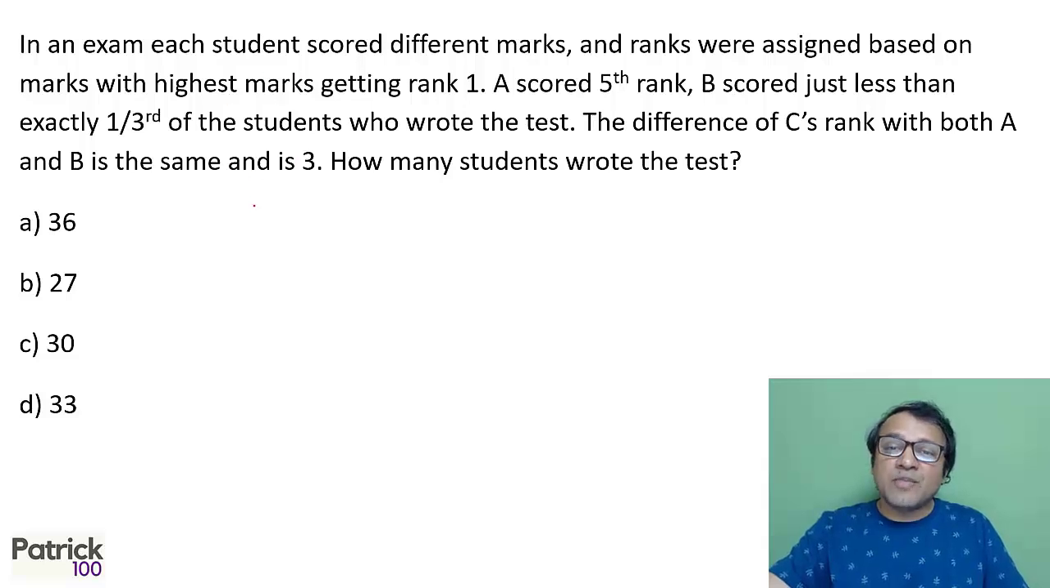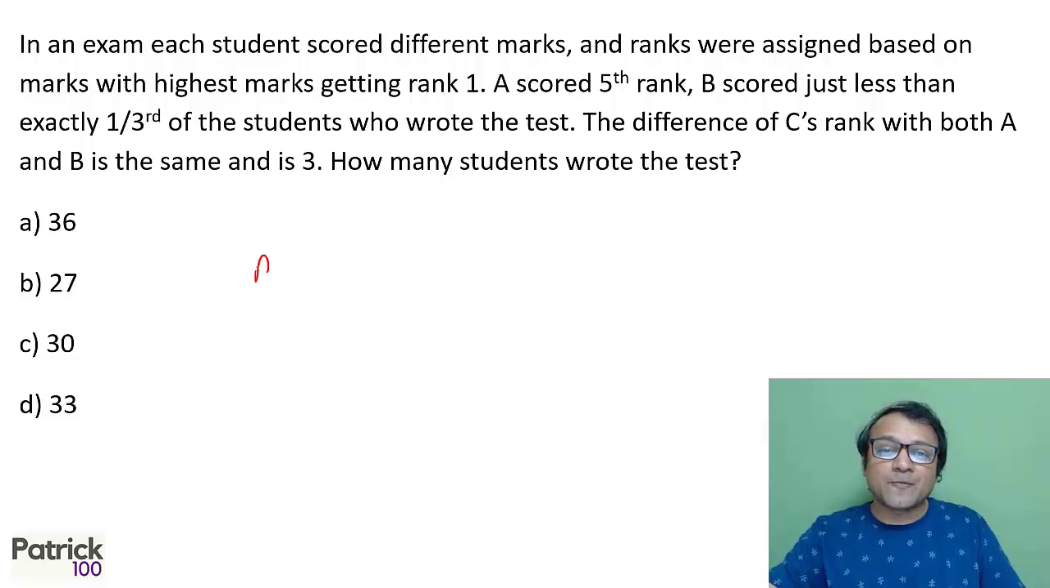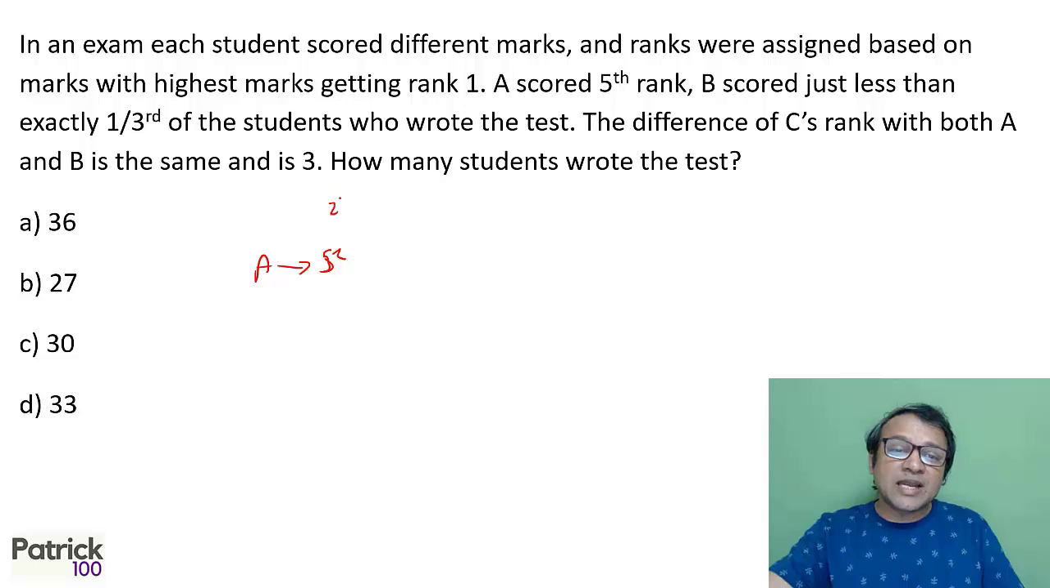Each student scored different marks and ranks were assigned based on the marks, with highest marks getting rank 1. So A scored 5th rank. B scored less than exactly 1/3 of the students. And the difference in C's rank with both A's and B's is the same and is 3. Now C cannot be above A, because if C is above A then C will be second rank and B will be even more than that, above first rank, not possible.